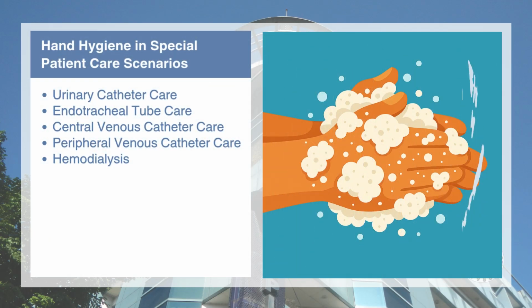Let's look at how the 5 moments for hand hygiene apply in specific clinical scenarios. Each type of care, whether it involves catheters, tubes, or dialysis lines, has its own critical points where hand hygiene is essential. Adapting the 5 moments to these situations ensures we break the chain of infection and protect both the patient and healthcare environment.